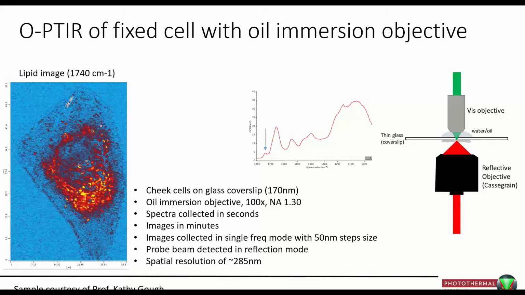And so the spectrum from a point over there shows us lipid, protein, and a broad glass background. We are on glass. That's potentially correctable and subtractable. Yes, so it's 1.3 NA. Again, the spectra collected in seconds, image collected in minutes.